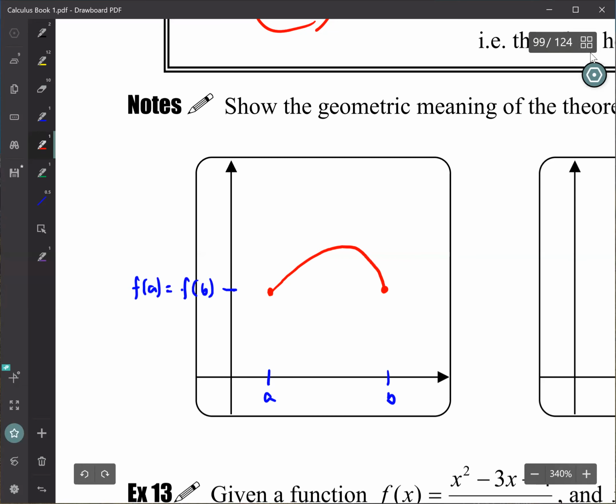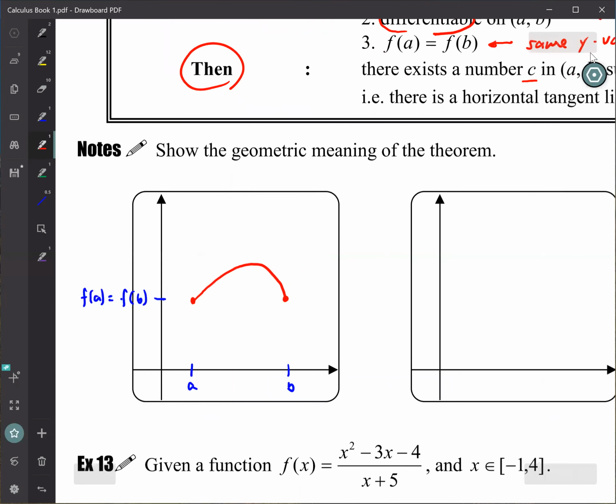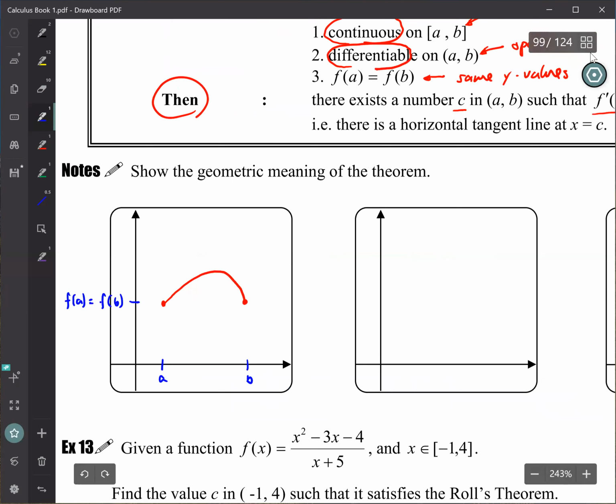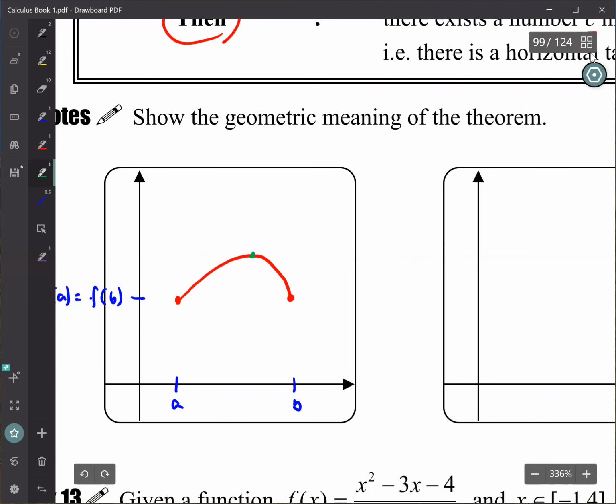Of course, this is continuous everywhere, and this is a very smooth curve, so it's differentiable everywhere within the interval. So there must be a c so that the slope is flat. I don't need to ask you, it has to be here. By now you should be able to identify. So this place is the c. So it shows that Rolle's theorem is true. If it's continuous, differentiable, and the y values are the same, then you get a slope that's flat.